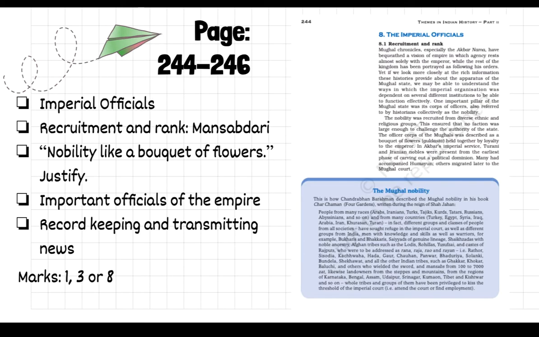Page 244 to 246 discusses imperial officials, how they were recruited, how their ranks were fixed, which is the Mansabdari system. So Zat and Sawar are concepts that you need to know. Then there might be a statement that the nobility was like a bouquet of flowers which was tied by their common loyalty to the king.